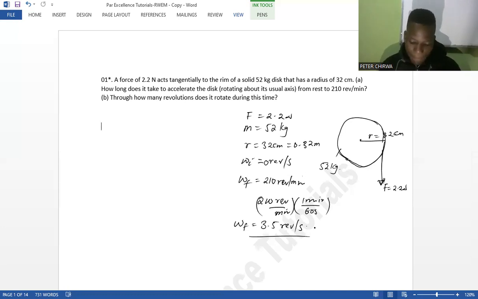Okay. So now, another thing for us to also note is the moment of inertia of this disk. We know that the solid disk has got the moment of inertia of half the product of its mass and square radius. So that's the moment of inertia equation. All right. So now, having all this data, we can get started.